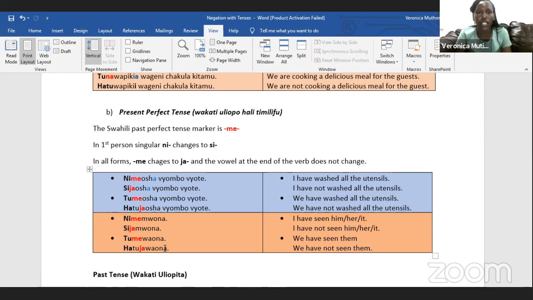So the most important note here when you are negating the present perfect tense in Swahili, you have to know that the tense marker is me, to show an action that has just taken place. And then the first person singular pronoun, ni, changes to si. And in all forms, either plural or singular, me will change to ja. And the vowel at the end of the verb will not change.